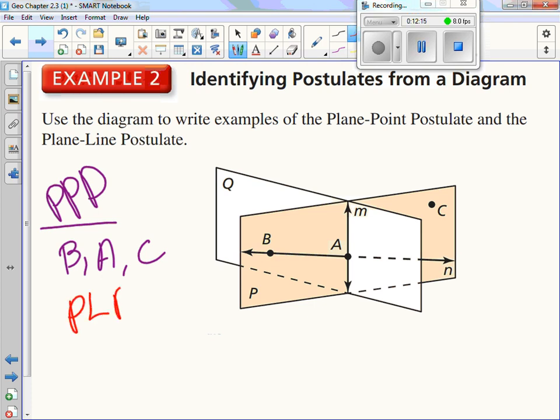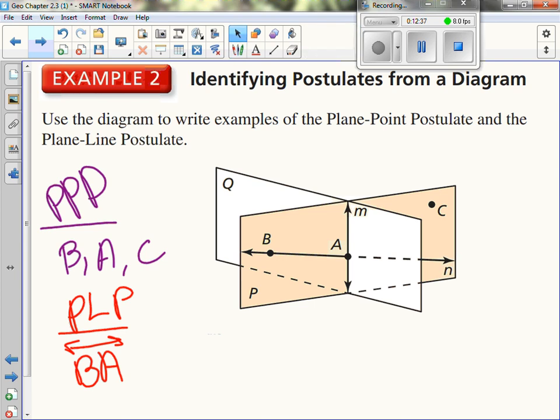Plane line postulate. That's it. Because if 2 points are in a plane, then the line also is included in the plane. That's it. Anybody's mind blown yet?